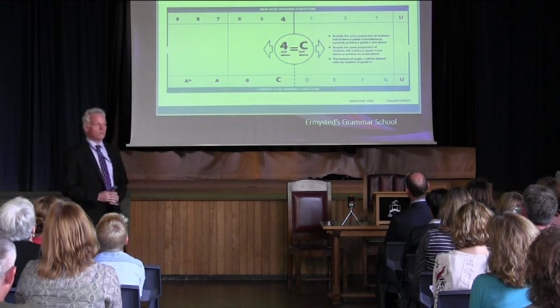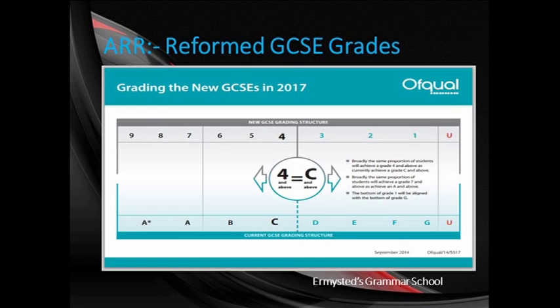Just in case anyone isn't aware of the changes on the horizon for GCSE grades: anyone who's doing GCSEs this summer comes out with A star to G. But if they're doing Maths or English next summer, they actually come out with grades 9 to 1.